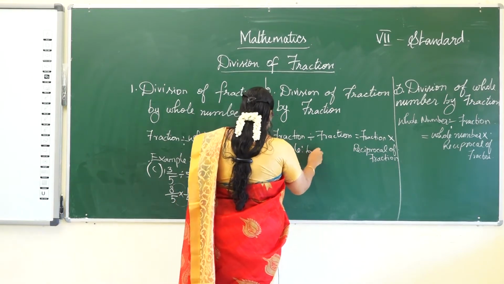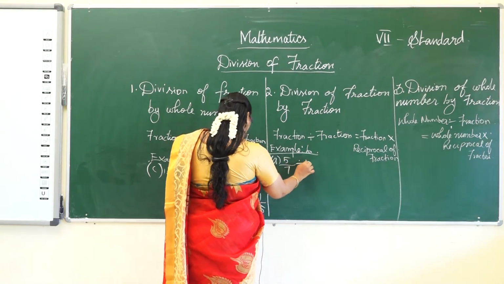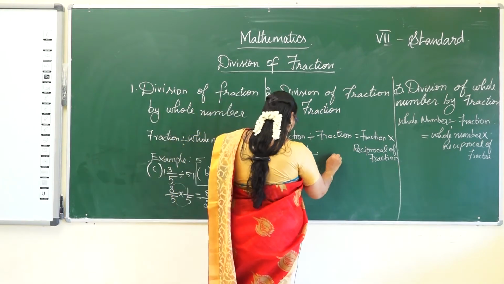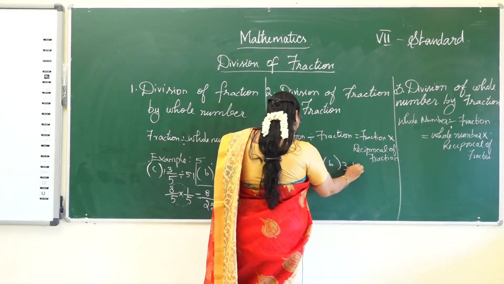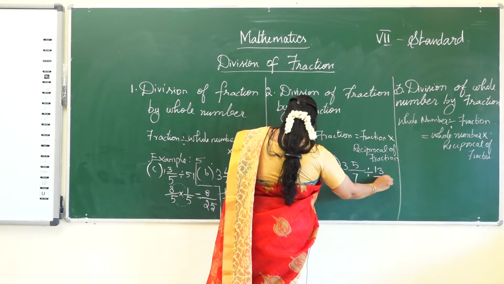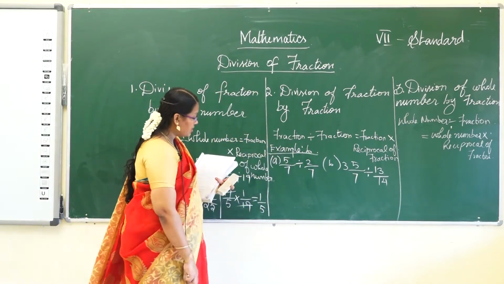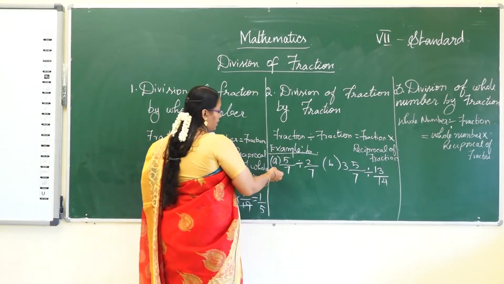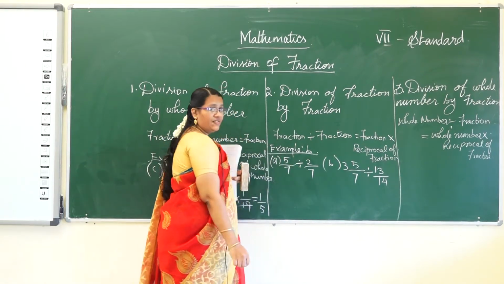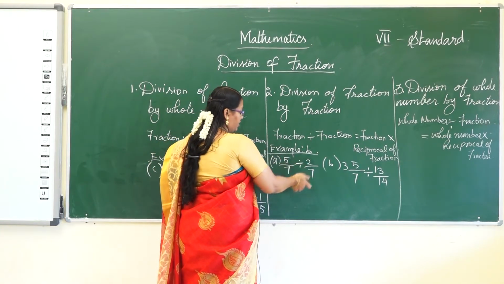Example 6. Divide: first, 5 by 7 divided by 5 by 2 by 7, and second, 3 5 by 7 divided by 13 by 14. First see the first one. It is the division of two fractions, so the fraction divided by fraction.